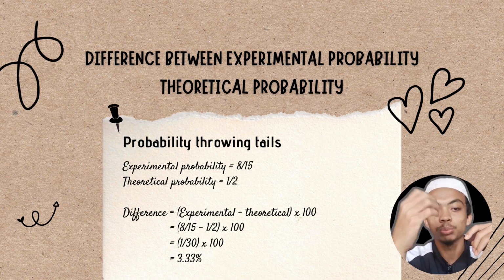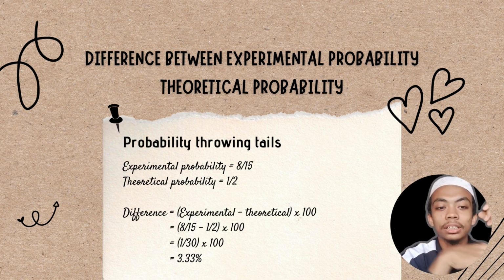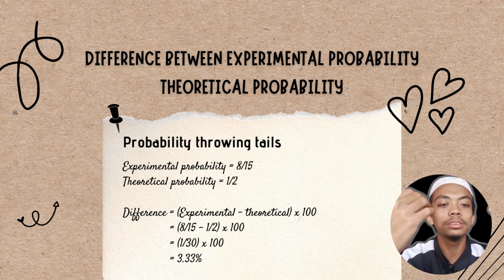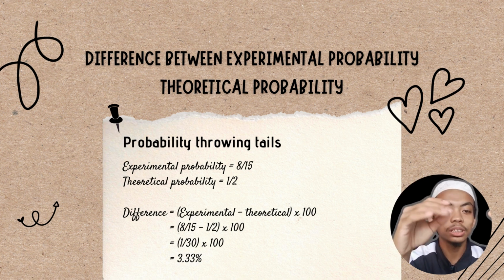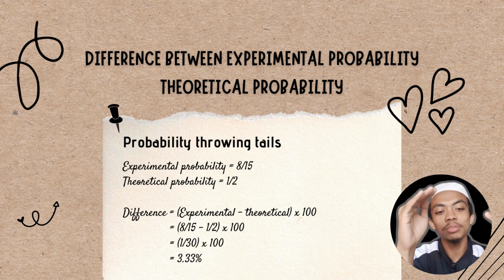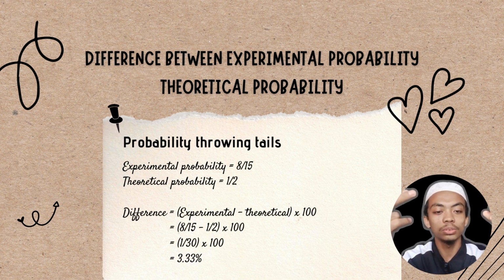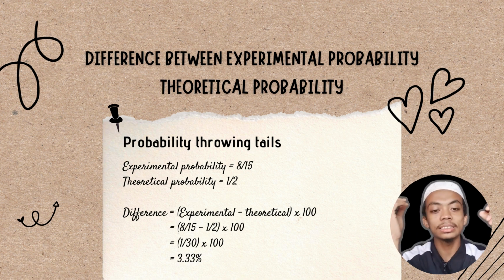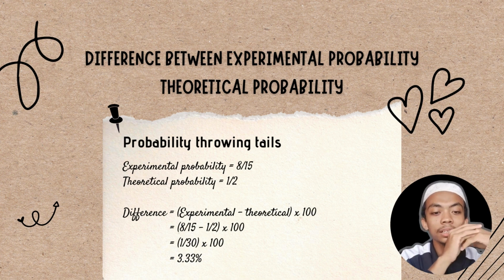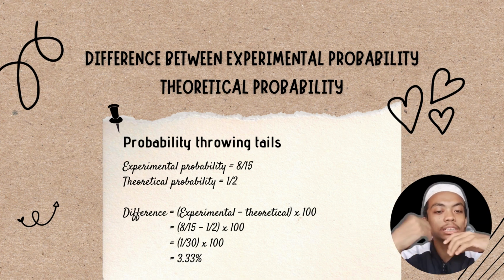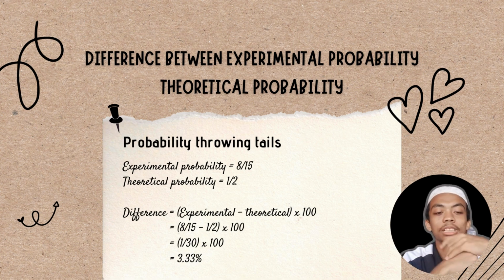For the difference in the probability of throwing tails, the experimental is 8/15, so it is the same as just now, but 8/15 minus 1/2 gives 1/30, and in the end the result is 3.33% in a positive value, so it is above the theoretical probability.